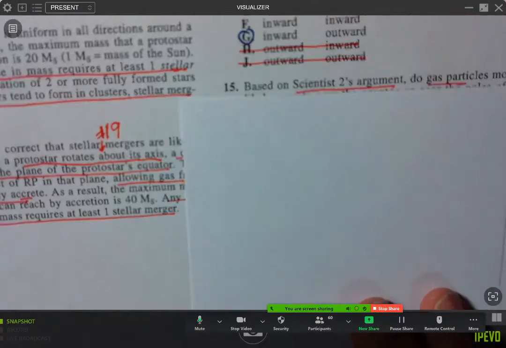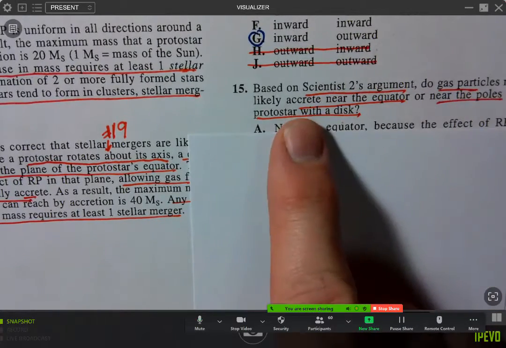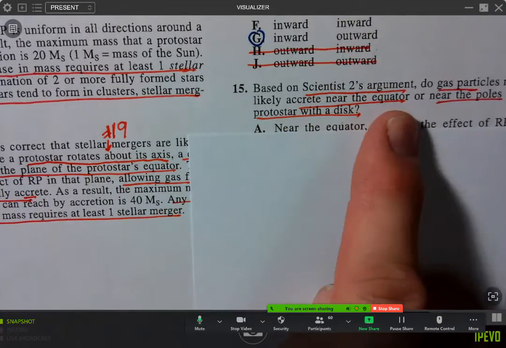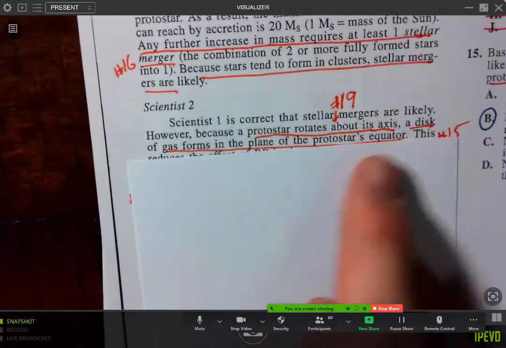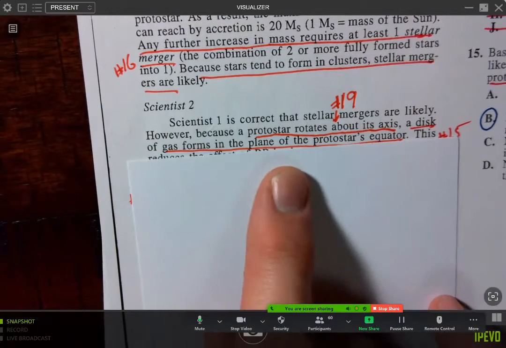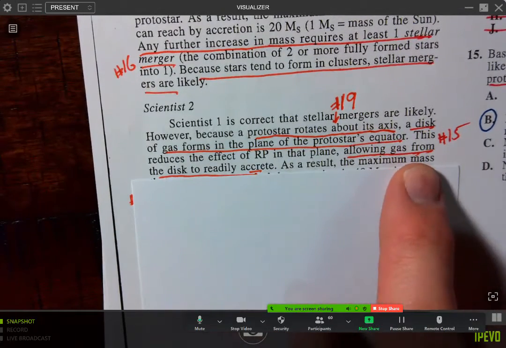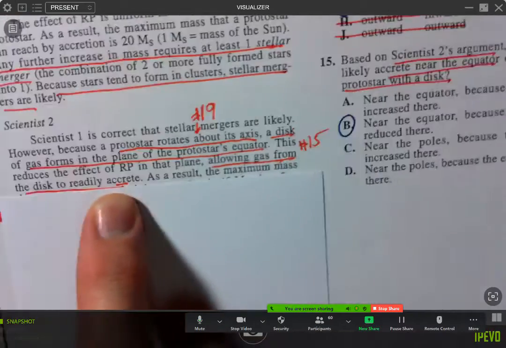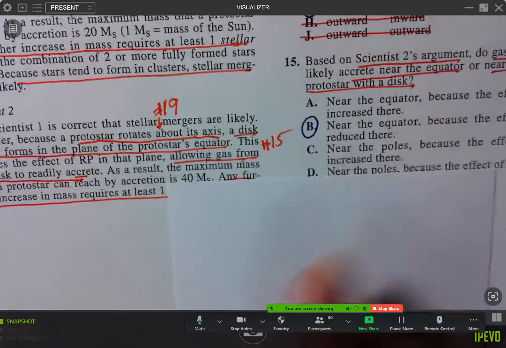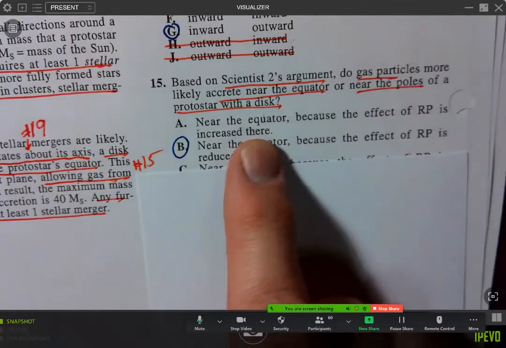Number 15 says, based on scientist two's argument, do particles more likely accrete near the equator or near the poles? Well, let's look. Based on scientist number 2 here, it says a disk forms in the plane of the protostar's equator. This results, blah, blah, blah, gas from the disk to readily accrete. So it's the one that's near the equator. Now look, A and B both start off with near the equator. So you need to be careful here.